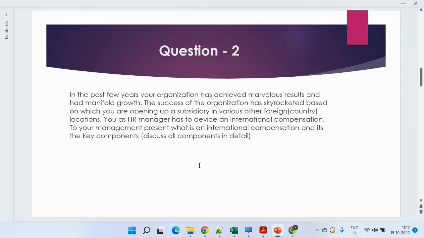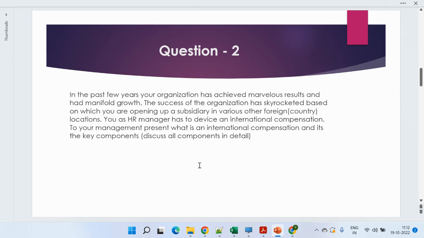Going to the second question: in the past few years, your organization has achieved marvelous results and has had manifold growth. The success of the organization has skyrocketed, based on which you are opening a subsidiary in various other foreign countries. You, being an agile manager, have to devise an international compensation plan. So what is international compensation and its key components?